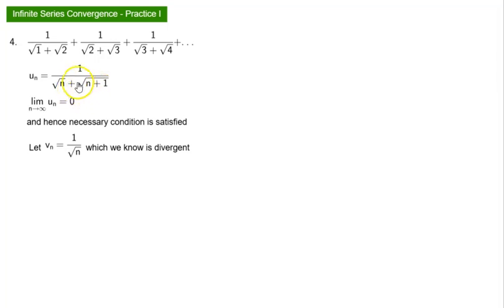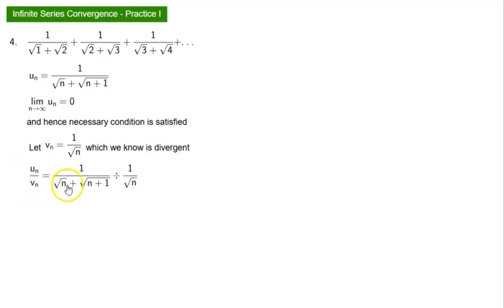Again, we will skip the partial sums. It is interesting. The only thing is we will have to multiply or rather rationalize the denominator and do all those additional algebraic steps. Here the auxiliary series we take will be V sub n is equal to 1 by root n, or in terms of P series where P is 1 by 2. And we know that when P is less than 1, the series is divergent. Now let's take the ratio.